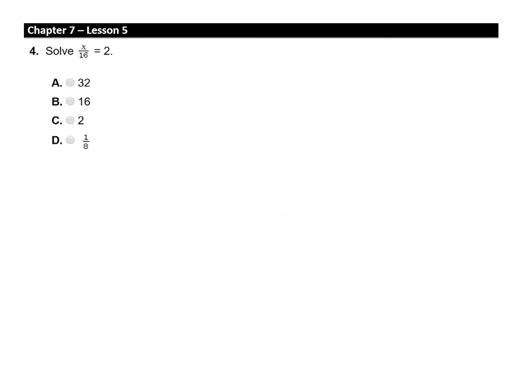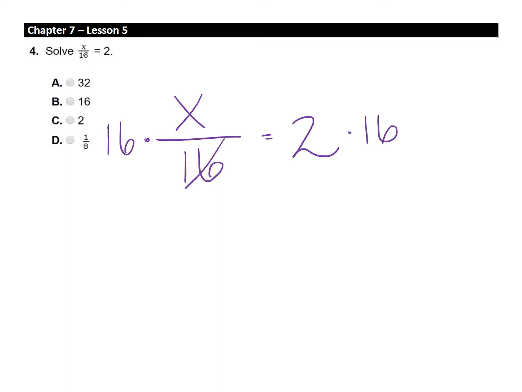Question number 4, we have x divided by 16 equals 2. We're going to multiply, do the inverse operation by 16 on both sides. Divide by 16, multiply by 16, cancel each other out. You have x equals 2 times 16, which is 32. That's answer choice A.